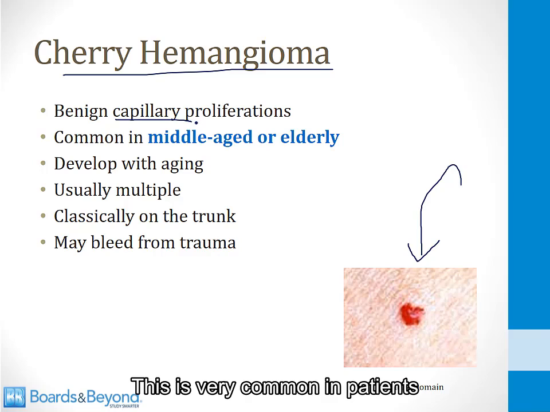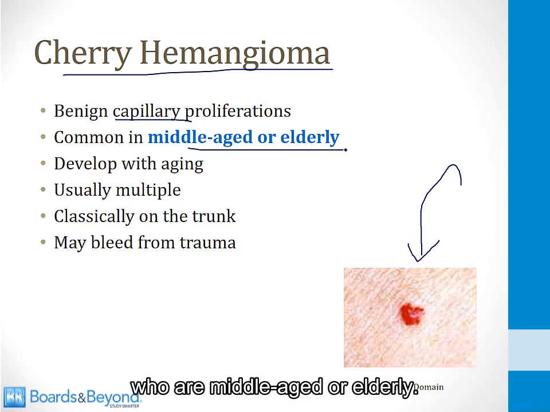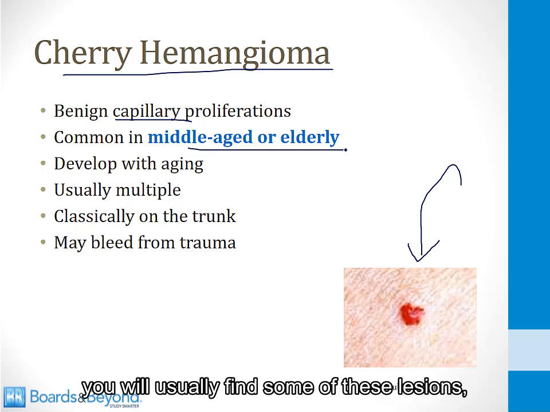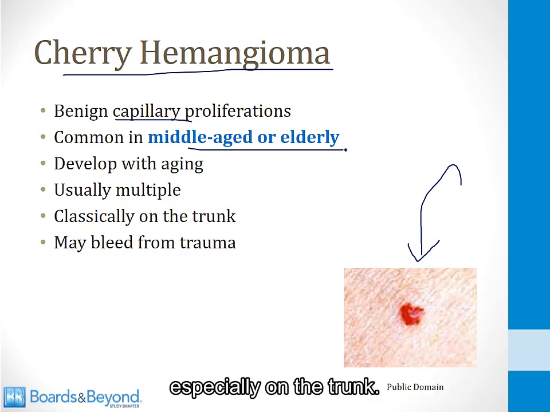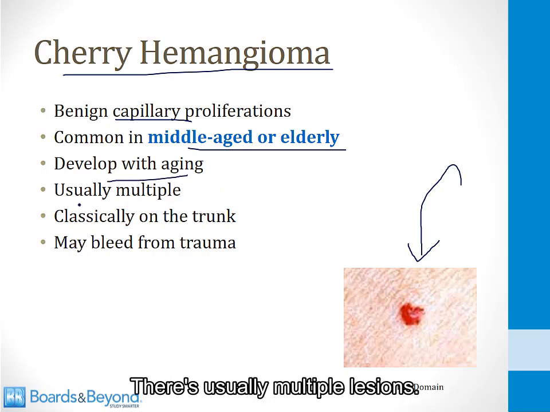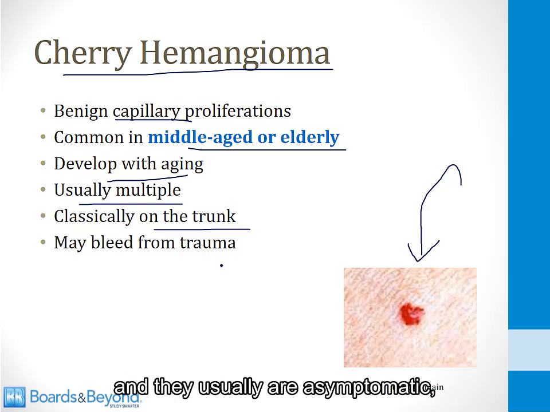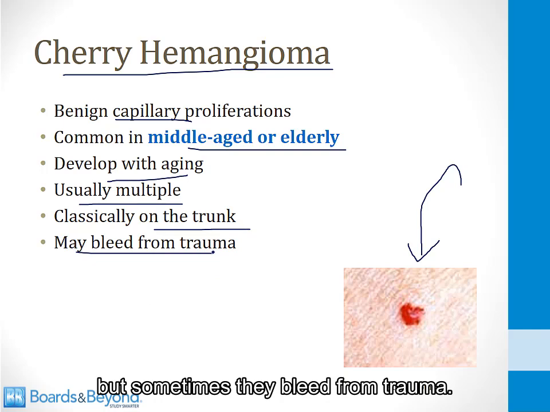This is very common in patients who are middle-aged or elderly. If you have a primary care clinic and you examine the skin of elderly patients, you will usually find some of these lesions, especially on the trunk. They develop with aging. There's usually multiple lesions. They classically occur on the trunk, and they usually are asymptomatic, but sometimes they bleed from trauma.